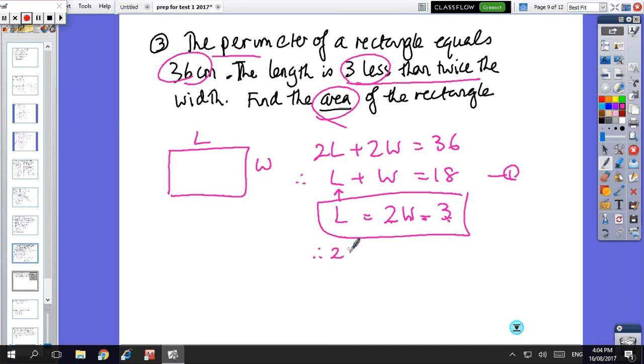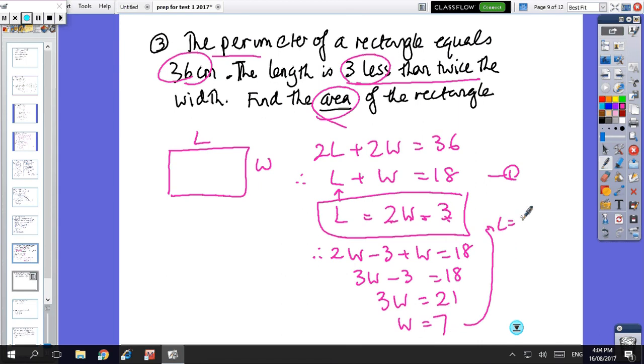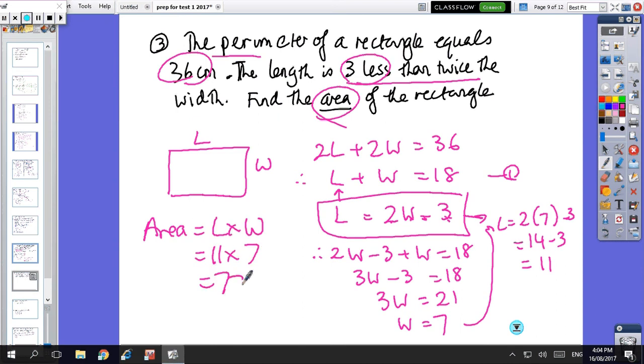So I've got 2W minus 3 plus W equals 18. Collect like terms. So 3W equals 21, so W equals 7. And L equals 2 times 7 minus 3 from that equation, which is 14 minus 3 equals 11. So the length is 11, and area equals length times width equals 11 times 7 equals 77 centimeters squared. Okay, let's move on.